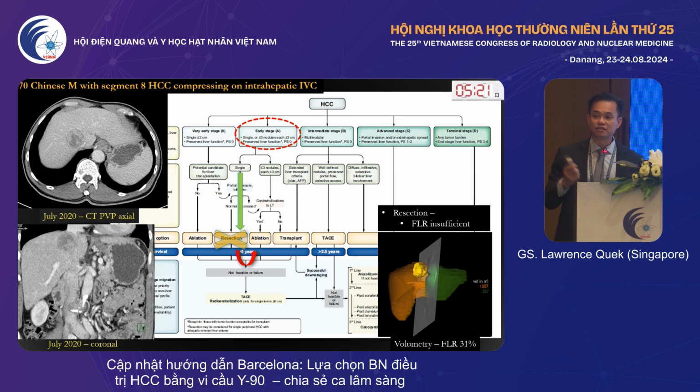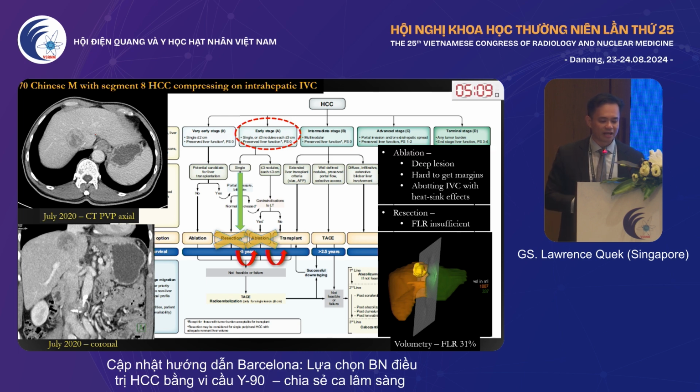However, it is not suitable because the future liver remnant, FLR, is insufficient. It came out to about 31%. The surgeons really like it to be around 40, 45, even 50%. And they ask, can we do an ablation? And our advice is that it's a very deep-seated lesion. It's hard to get margins around the tumor.